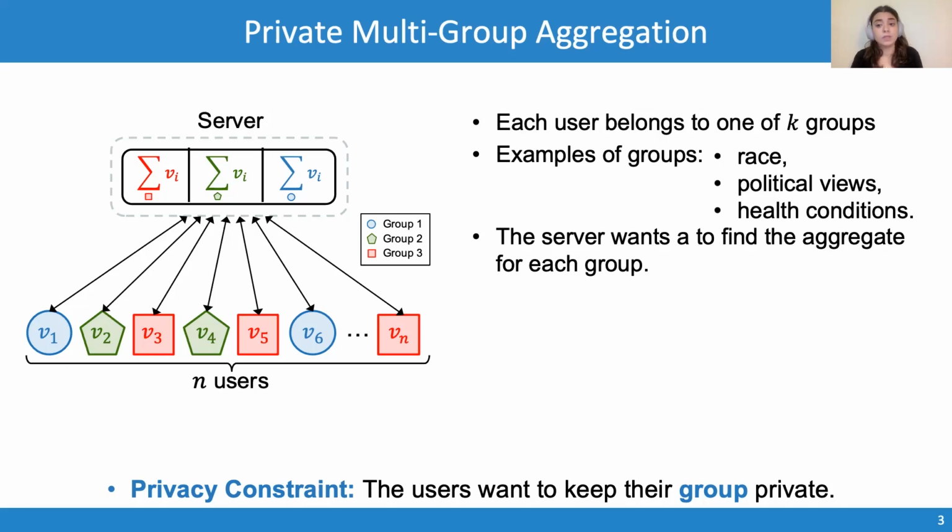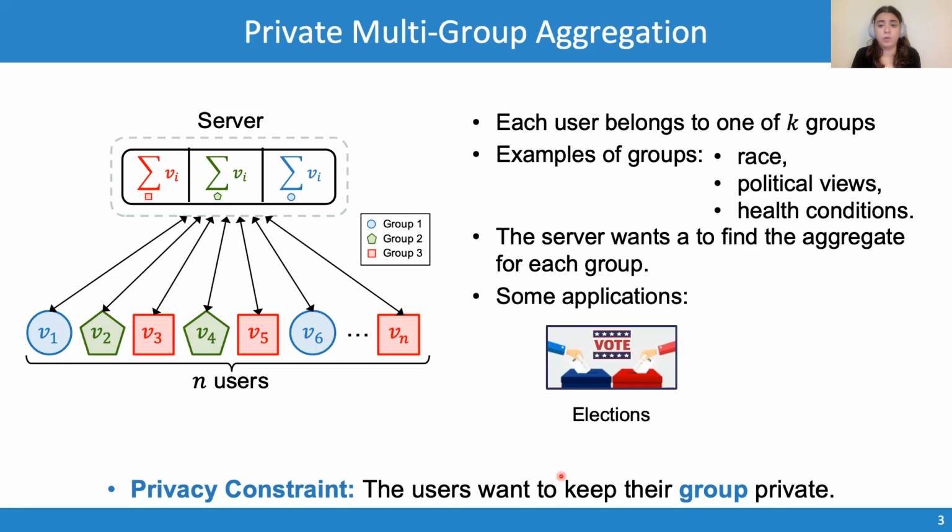In this setting, we consider, in addition to holding a value, each user belongs to a different group. In this figure, we show 3 groups represented in blue, green, and red, and in general, we can have any number of groups. And here, the server wants to find 3 aggregates corresponding to the 3 groups.